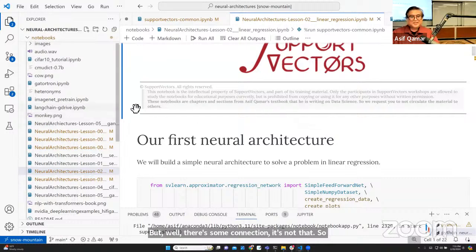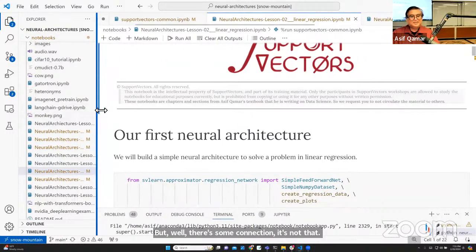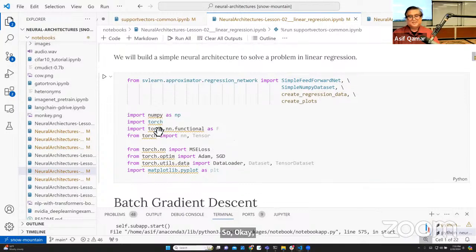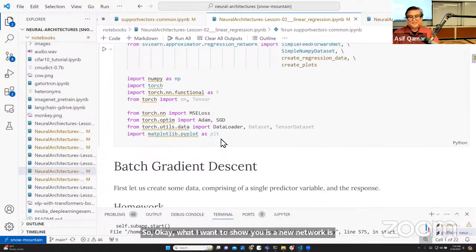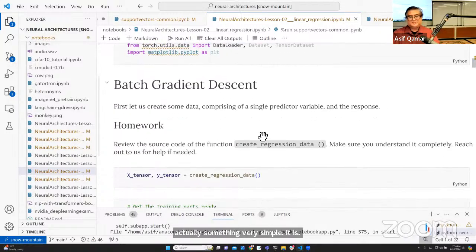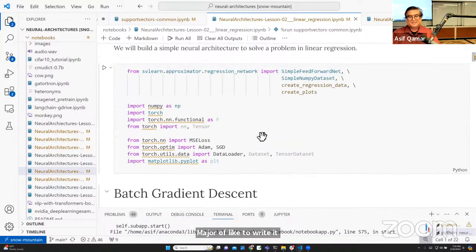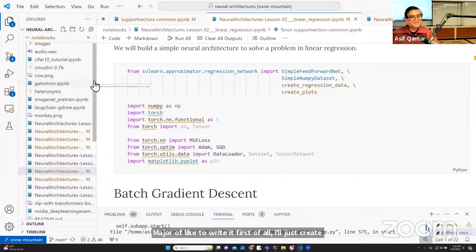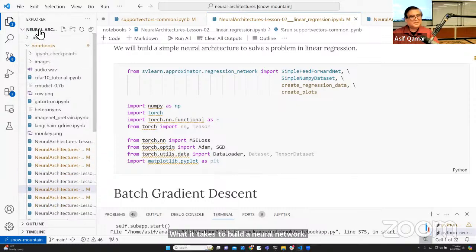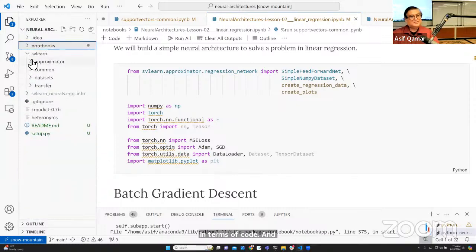So what I want to show you is that a neural network is actually something very simple. First of all, I'll just create what it takes to build a neural network in terms of code. And then I'll show you how to use it.